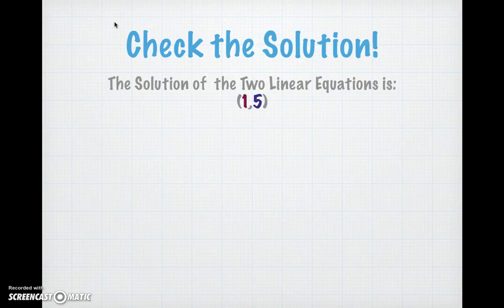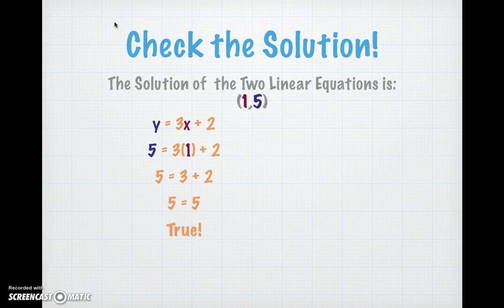Now, as we love in algebra, we're going to check our solution. So we're going to take our x-coordinate of 1 and our y-coordinate of 5, and we're going to plug them into our first equation. So we're going to take 1 and put it in where we have x. We're going to take 5 and put it in for y. So we get 5 equals 3 times 1 plus 2, which simplifies down to 5 equals 3 plus 2, which fully simplifies to 5 equals 5. So it is a true solution for that equation.